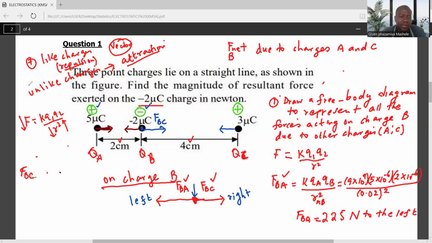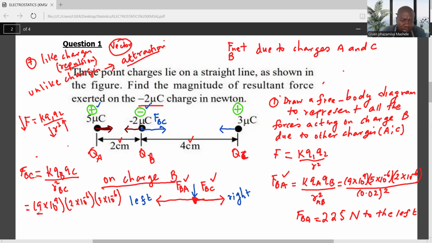Yeah, I was talking about how we're now going to calculate the force on B due to C. So we're going to do the same. This will be K, charge on B and charge on C over R squared, which is just the distance between B and C. So we're going to substitute. This is 9 times 10 to the power of 9. What's the charge on B? It's 2 times 10 to the power minus 6. What is the charge on C? It's 3 times 10 to the power minus 6.